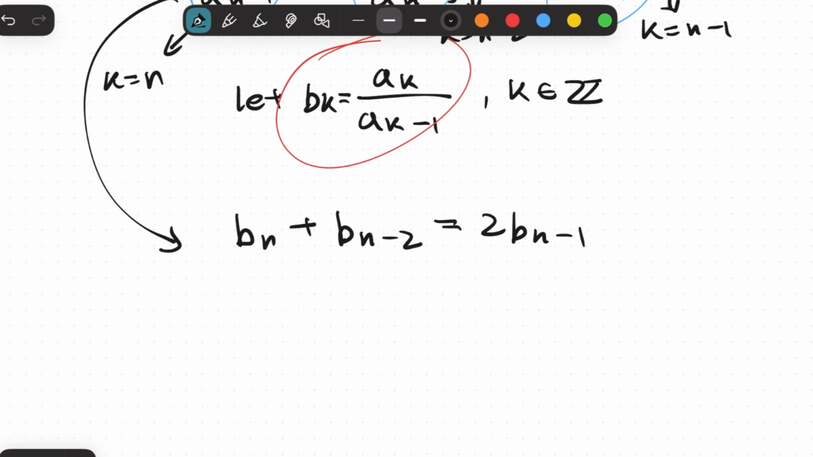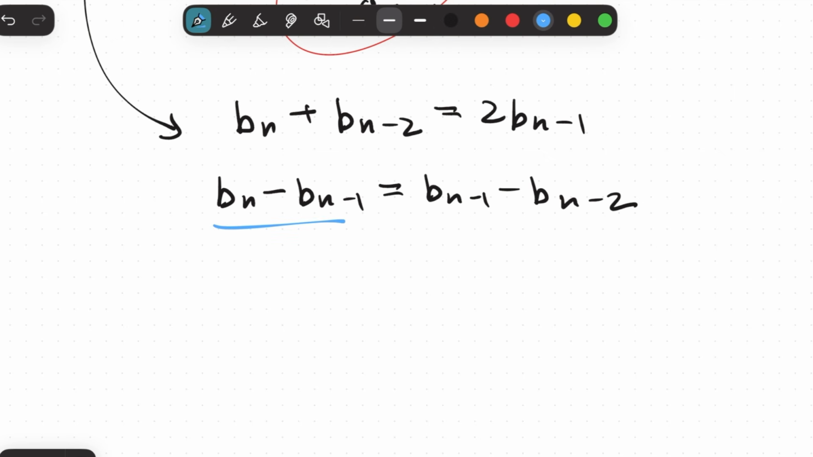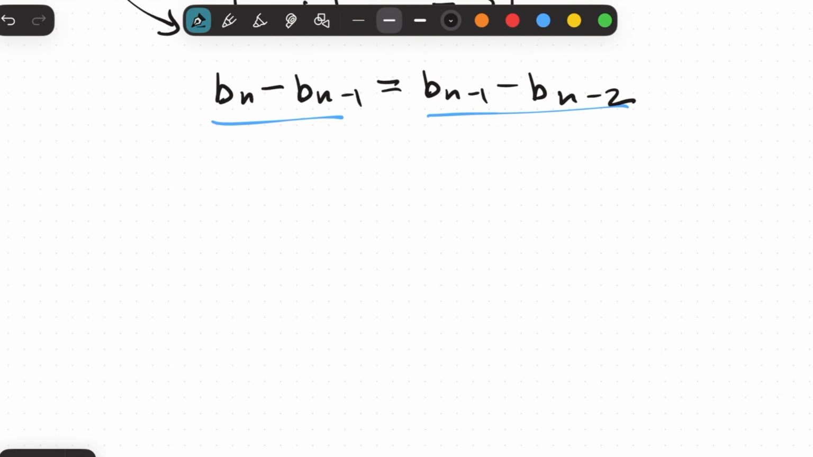Alright, well, in this case, you can't exactly do a direct substitution to simplify, but you can rearrange the equation into this, right? You just move a copy of b_n minus 1 to the left and move this b_n minus 2 to the right. And now, what do you see? Well, each of these two terms, they have a common form. They can be written as b_k minus b_k minus 1.